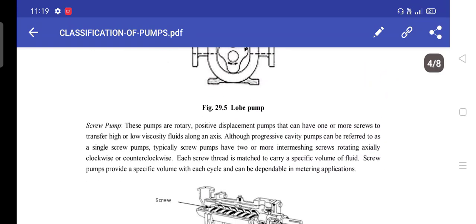Screw pump. These pumps are rotary positive displacement pumps that can have one or more screws to transfer high or low viscosity fluids along an axis. Although progressive cavity pumps can be referred to as a single screw pump, typically, screw pumps have two or more intermeshing screws rotating axially, clockwise or counterclockwise. Each screw thread is matched to carry a specific volume of fluid. So, screw pumps provide a specific volume with each cycle and can be dependable in metering applications.